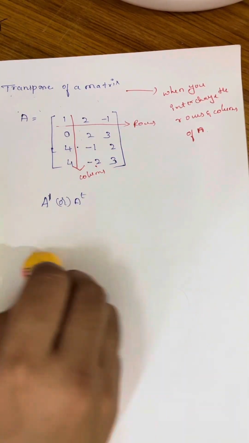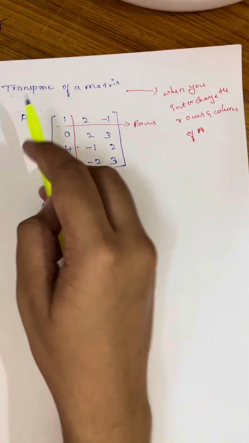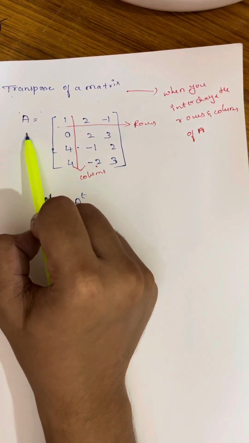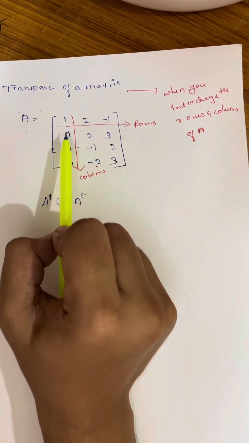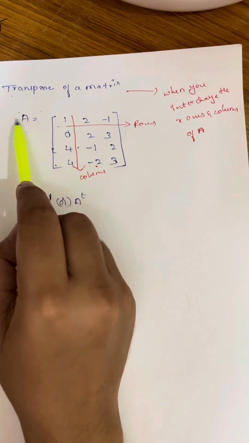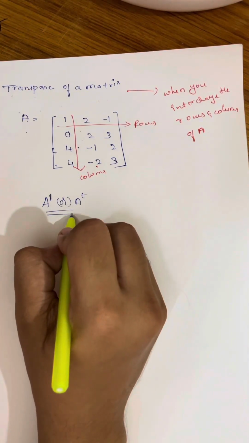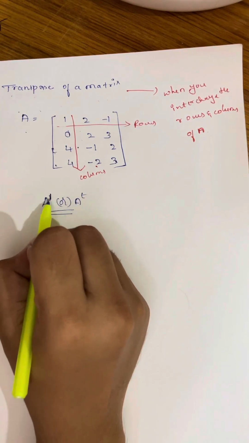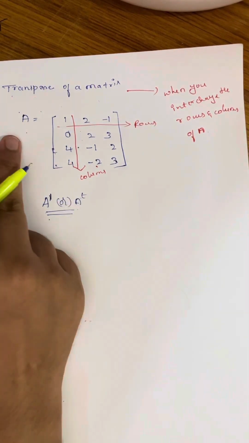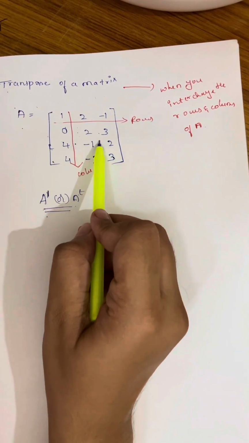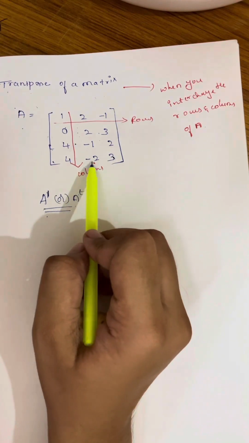Okay, once again I will repeat it. What is transpose of a matrix? I am considering A as a matrix. When I interchange its rows and columns, that is called nothing but transpose of matrix. That can be denoted or shown like this, A apostrophe or A T. For example, this is the example I have taken: 1 2 minus 1, 0 2 3, 4 minus 1 2, 4 minus 2 3.